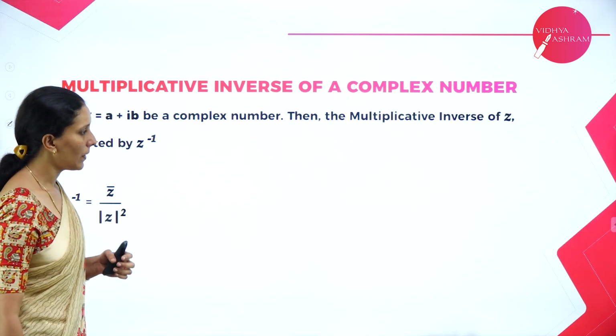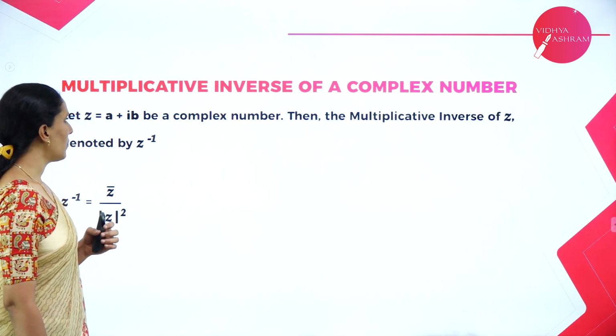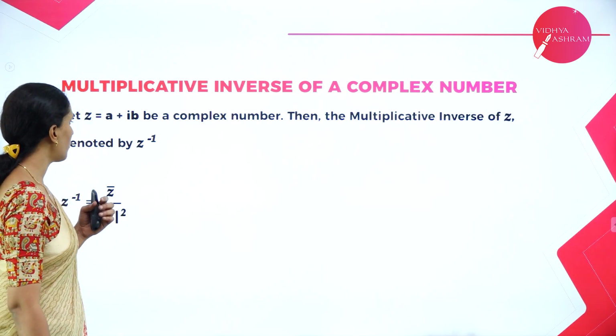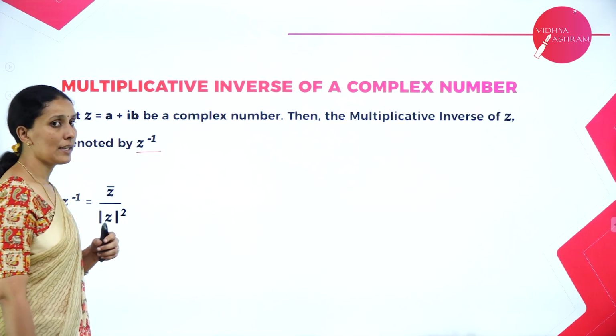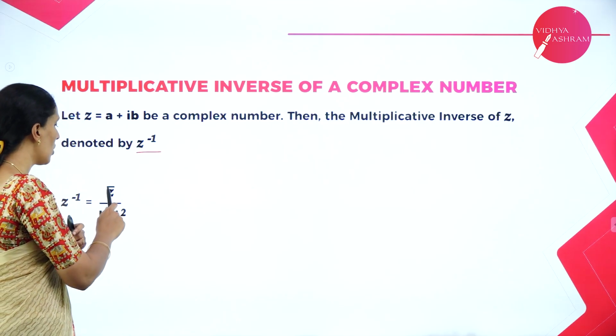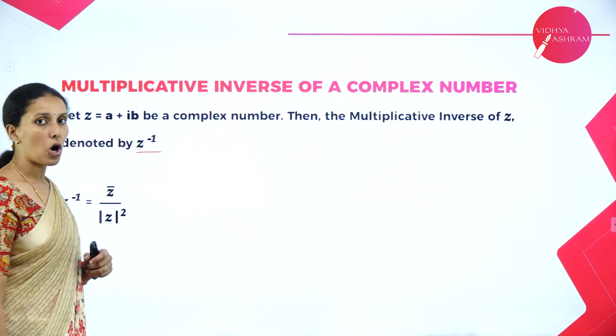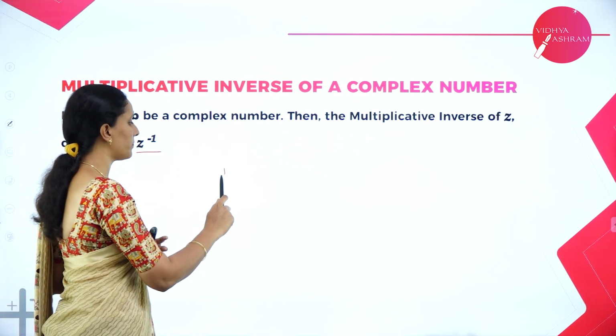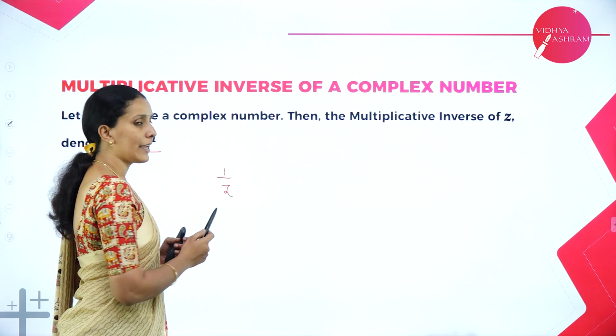Multiplicative inverse of a complex number. Let z equal to a plus ib be a complex number. Then the multiplicative inverse of z is denoted by z inverse, and it is given by the formula conjugate of z over mod z square. Generally, 1 by z is what we usually calculate.